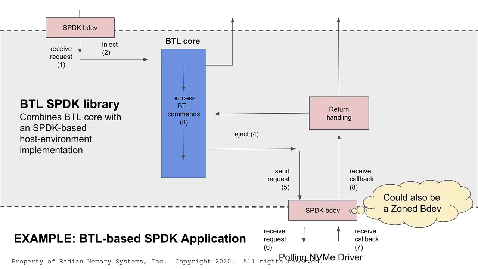And similarly with the SPDK host environment for BTL, a BTL block device appears as just another BDEV. Now, SPDK's polling mechanisms are delivering responses back to BTL, but again, the BTL core doesn't really know or depend on that. It just sees the resulting commands. Also, note that the bottom level BDEV, the target of BTL, could also theoretically be a zoned BDEV. But by the time zoned BDEV support was released in SPDK last October, we had already developed much of the lower layers of BTL with the NVMe BDEV. We hope to add zoned BDEV support as a BTL option in the future.